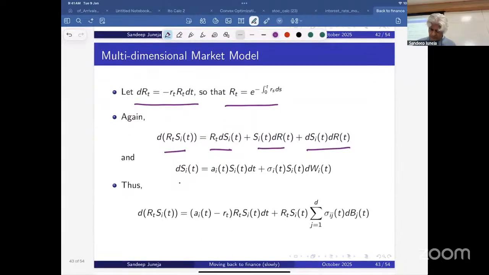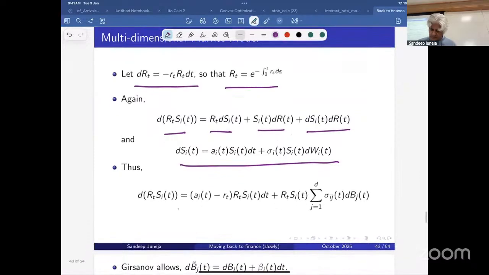And SIT, of course, again is as follows as before. So now when you plug this in, you get that the discounted stock price RT SIT is given by the following formula, right? So the discounted stock price has the following representation. And we are looking for a change of measure under which it's going to be a martingale. That's our objective. No, SIT is the ith stock. So this is for I equal to 1 to M.